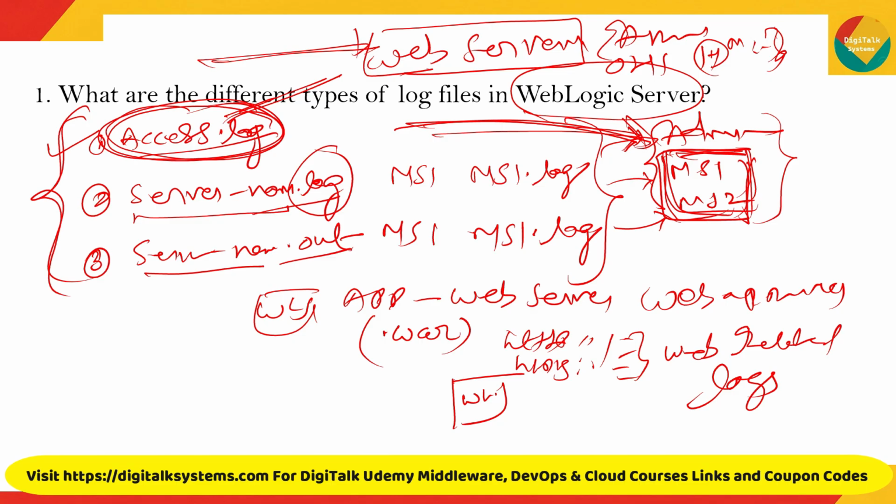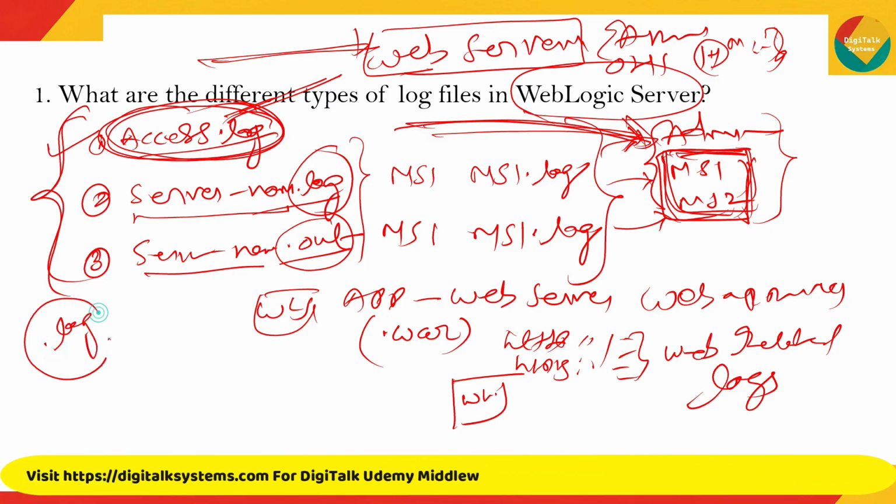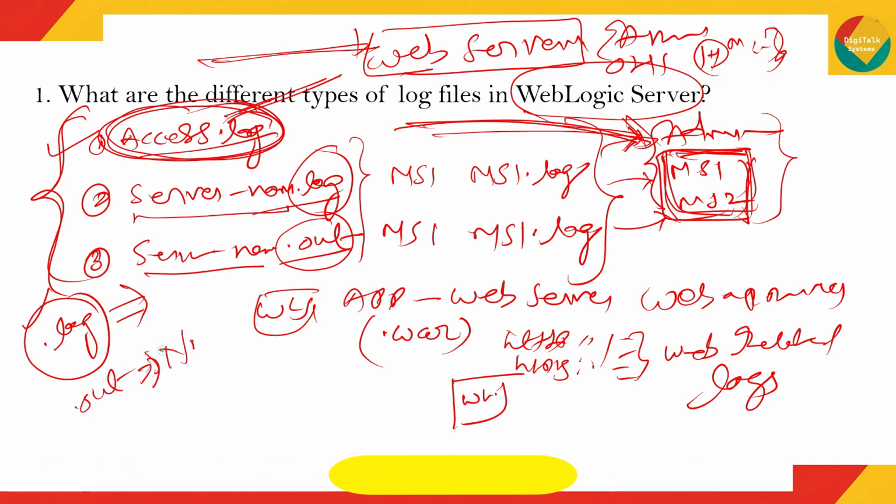Along with that, some portion of that log file, or some set of information, will be there in the .out log file as well. Now, what is the difference between .log and .out? The .log file is always created. It is a standard log file whenever you start your managed servers or your admin server. The .out file is only created when you start your servers with the help of Node Manager.